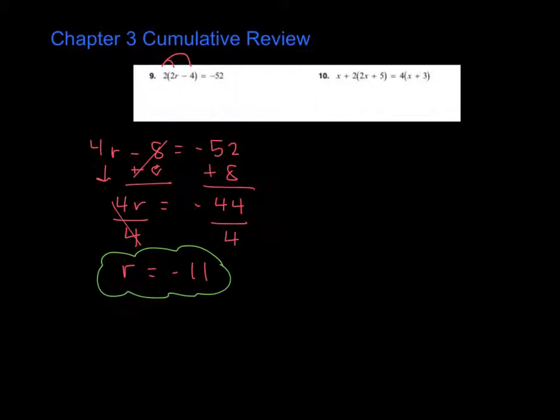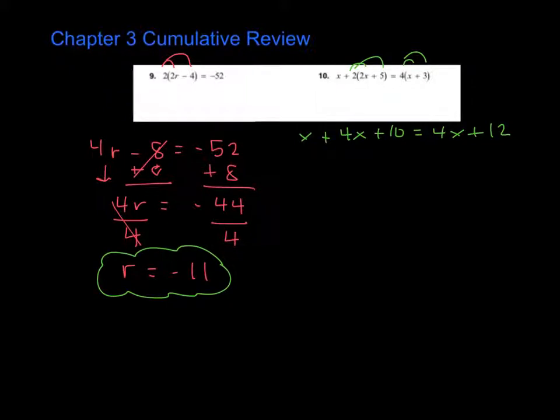Okay? Now on the second problem, on number 10, notice we have two sets of parentheses. So I'm going to distribute and get rid of all those parentheses in one step. So I'm going to multiply 2 times 2x and 2 times 5. But don't forget that x that's already at the front has to be brought down. So then 2 times 2x is 4x. 2 times 5 is 10. And then I have 4 times x and 4 times 3. So that would be 4x plus 12.